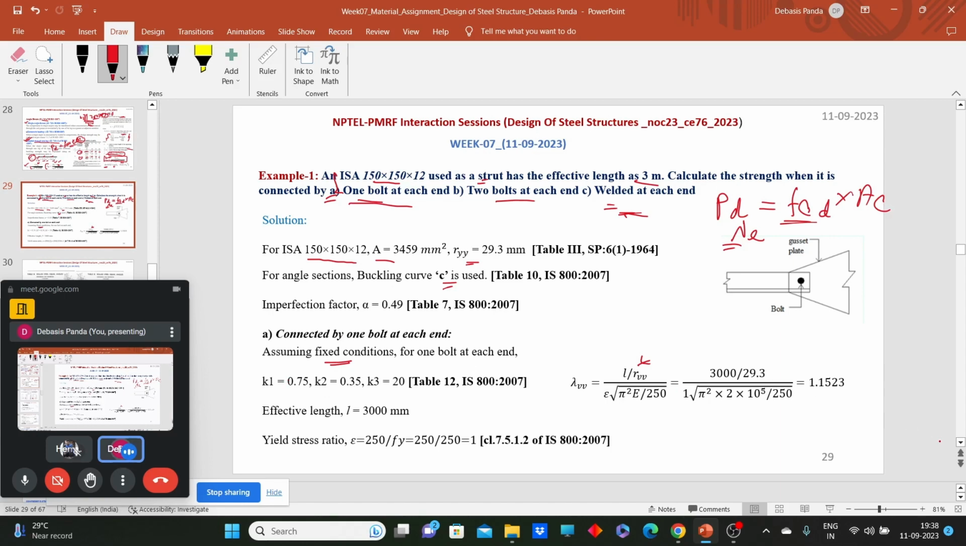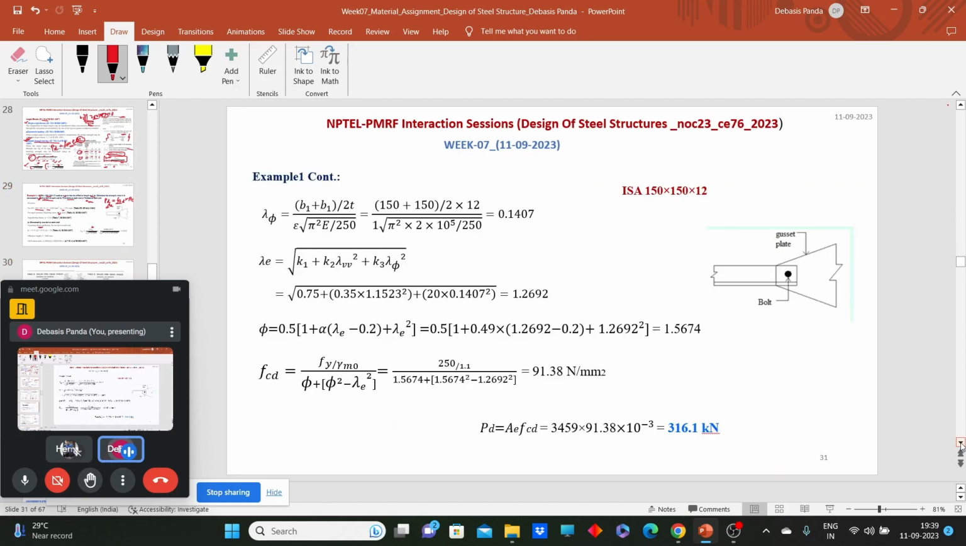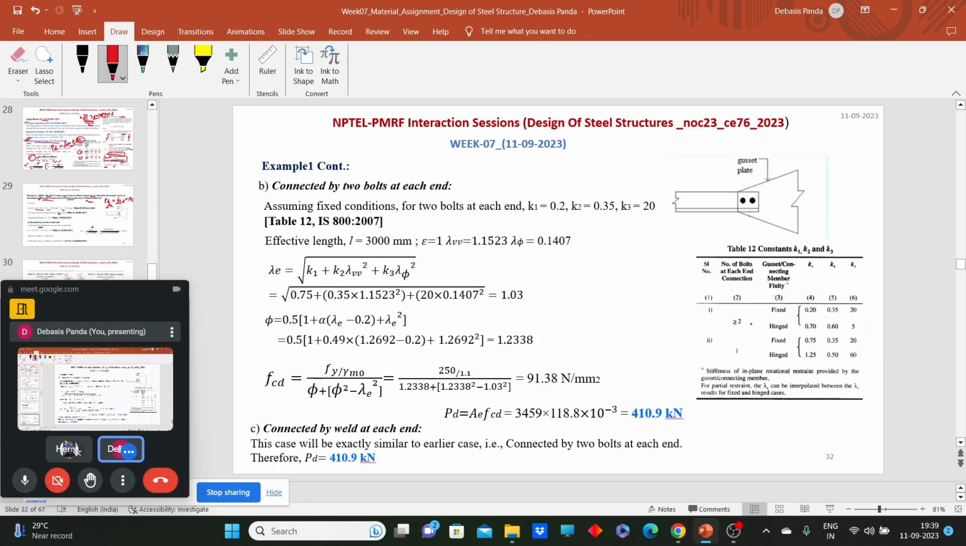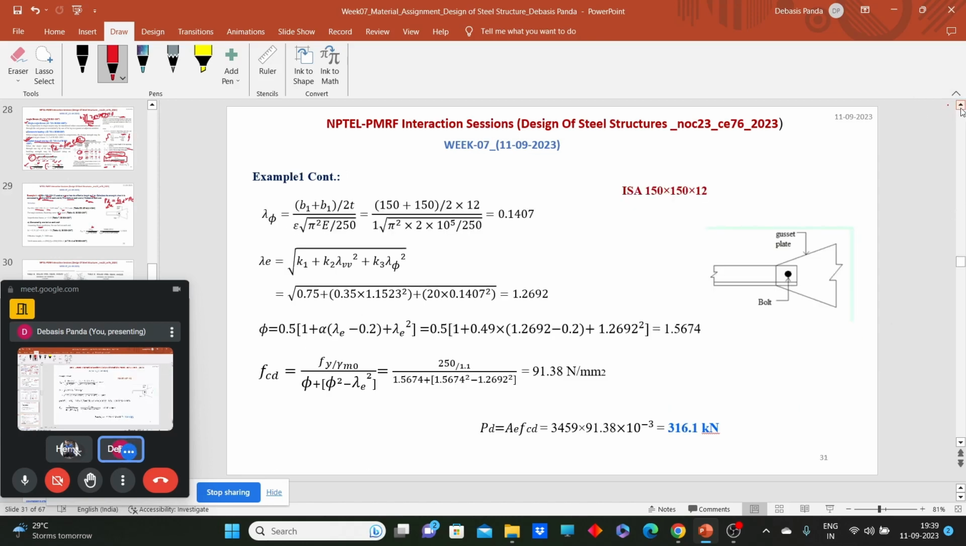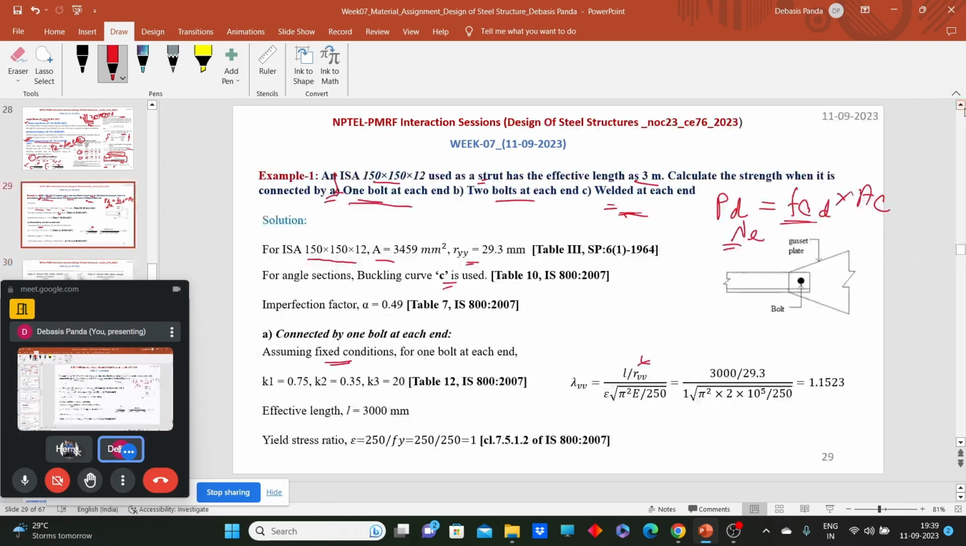Where can you find it? You can find it from the table I just mentioned. Here we have only one bolt and we have considered the fixity condition as fixed at the end. So we have K1 as 0.75, K2 as 0.35 and K3 as 20. So let's go to that slide. So these values are here.